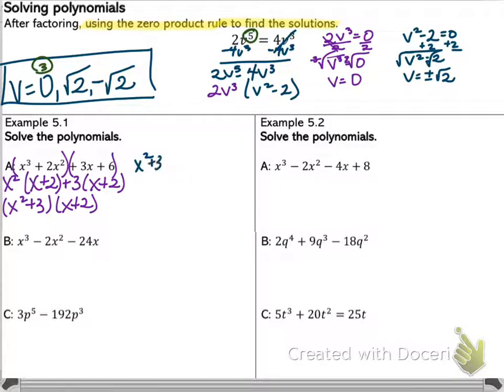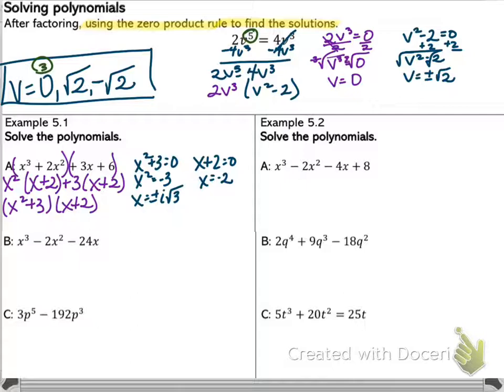Now I'm setting each piece equal to 0. Once I'm done with that, I need to start solving them one at a time. So on the left-hand side, I can start off by subtracting 3. And then afterwards, I need to take the square root. But remember, when you take the square root of a negative, you end up with an i. And I can't do anything with the square root of 3, so it's just going to stay the square root of 3. And then for my x plus 2, I need to start off by subtracting 2 to get x equals negative 2.